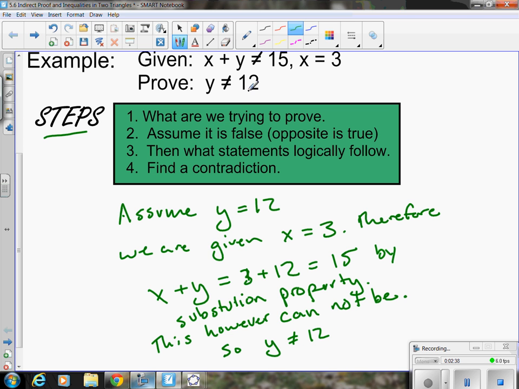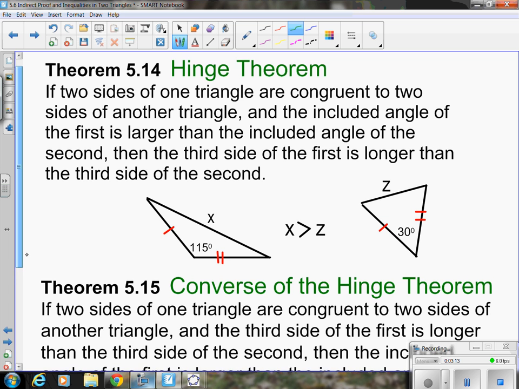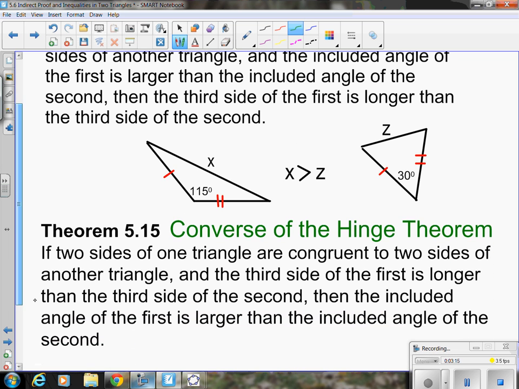So we were trying to prove that y didn't equal 12, and we started with assuming it did, and then kept working through a proof just like we've been doing until we get to something that doesn't make sense. So we got to x plus y equals 15, but that didn't fit in with one of our givens. It's a contradiction. So what we assumed must not be true. It's a pretty powerful proof. The next two proofs are some pretty long ones. You could pause this and read through it if you want.